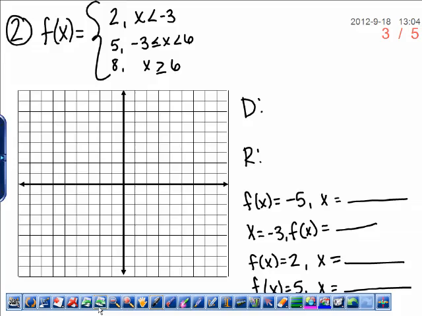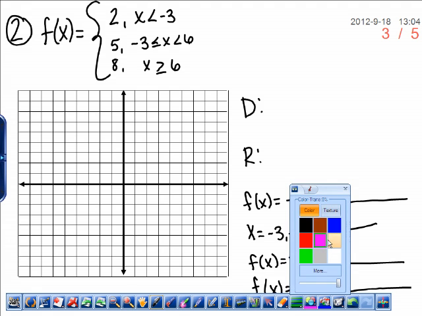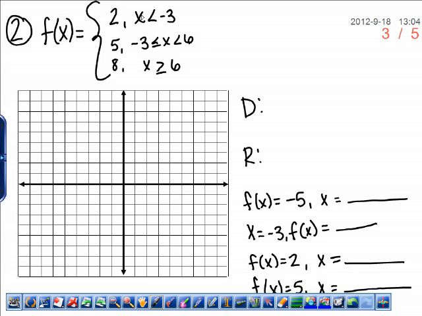So again, what is each piece of this piecewise going to look like? What kind of line? A horizontal line, because we just have y equals a number. So this is going to be 3 pieces of horizontal lines. They're going to be different ones. So I like to start with the topmost equation. That's just what comes natural to me.